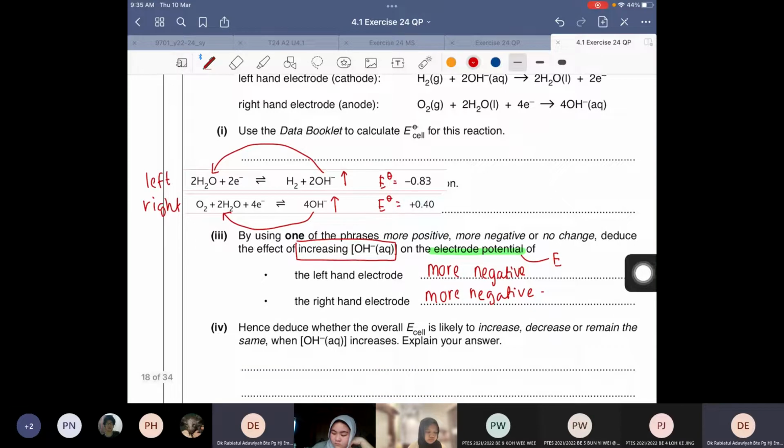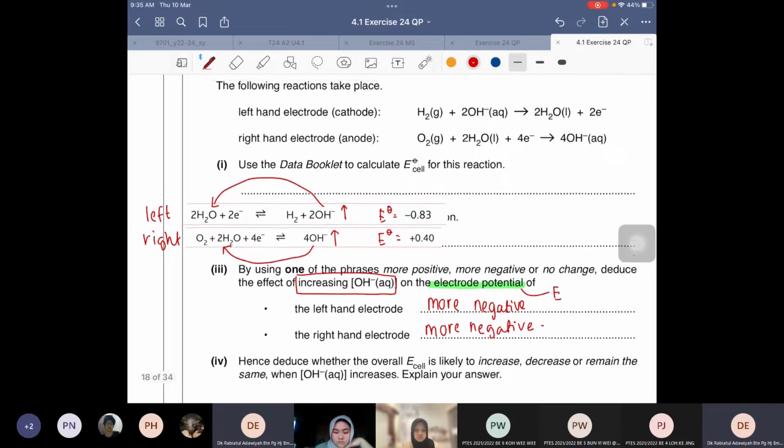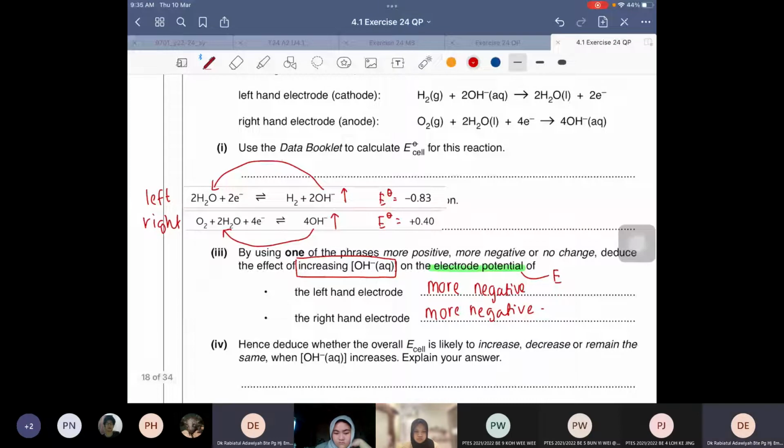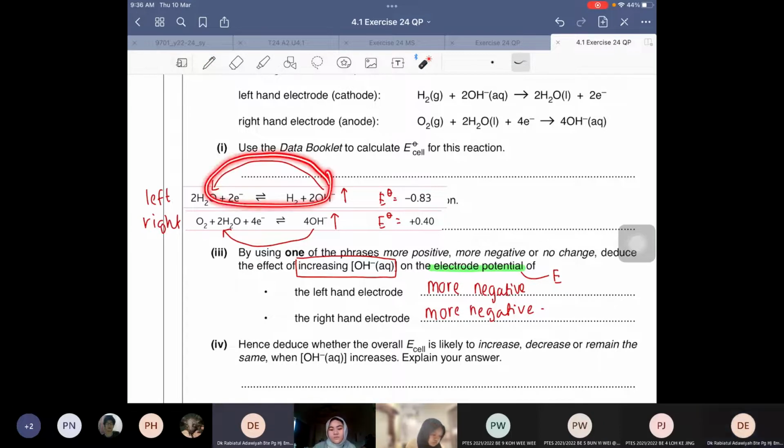So hence deduce whether the overall E cell is likely to increase, decrease, or remain the same when OH minus increases. Explain your answer. Okay, so this time it's a little bit tricky because if you look at the overall equation, do they want you to write down the overall equation? I believe. Okay, so if you look at this equation, it looks like, oh, if I am increasing hydroxide ions, the added effect would be more negative.